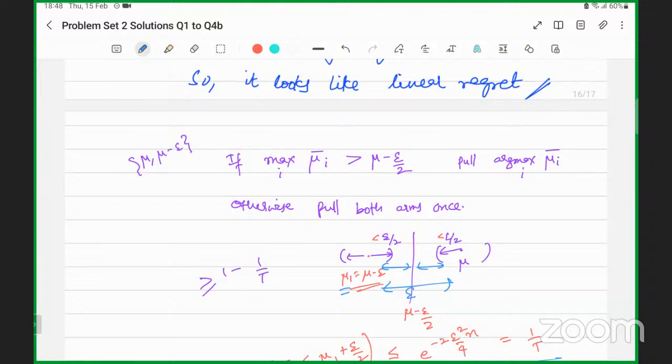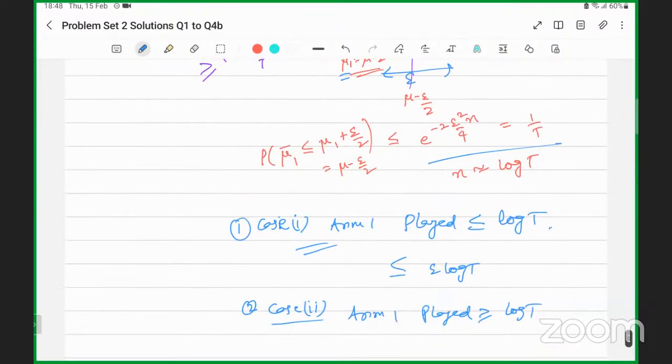So the probability that you have regret is 1 by t. So it's like t into 1 by t is like 1, right? So these are very similar to the arguments we made in all of our other proofs, like the UCB or explore first then commit. But you have to just make the arguments properly.